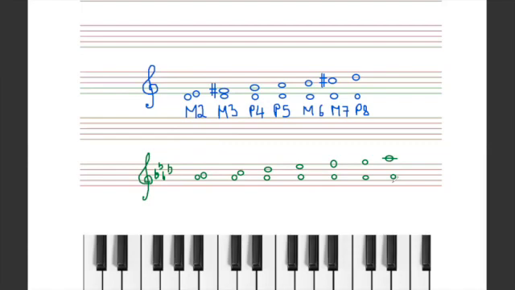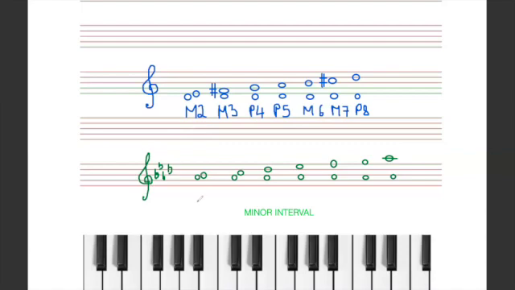The next type of interval I'm going to teach you is the minor interval. For the minor interval, instead of a capital M here, I'm going to label it as a small m. So how do we get a minor interval? If we take a major interval and we lower the top note of that interval by just one semitone, that automatically gives us a minor interval.